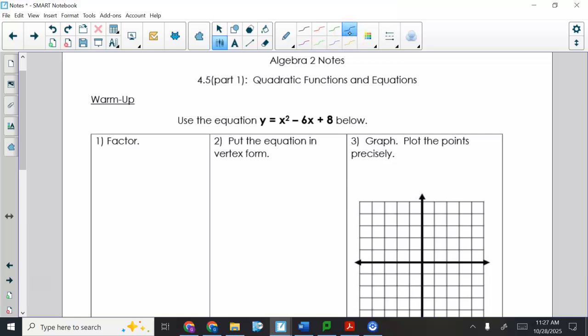4.5 Part 1 Quadratic Functions and Equations. Go ahead and try the warm-up.